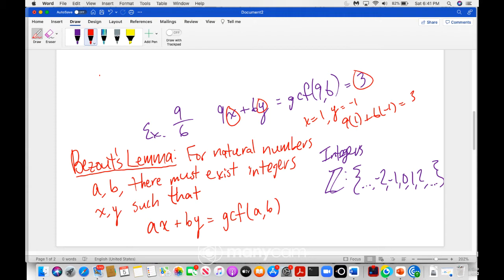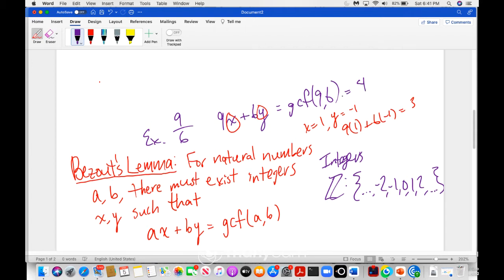But the point is, if you can find at least one pair of integers that make this work, that means that the greatest common factor is indeed 3. Notice that it would not work if I said the greatest common factor was something like 4, because it is impossible to find integers x and y that make this work. You can kind of convince yourself of that.